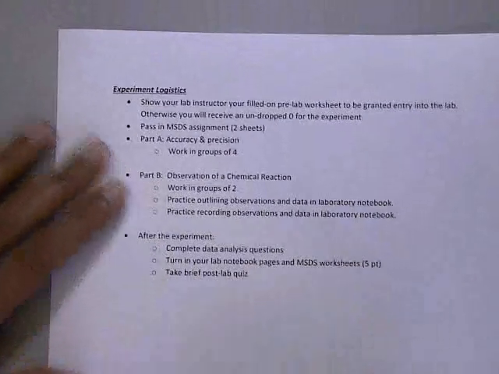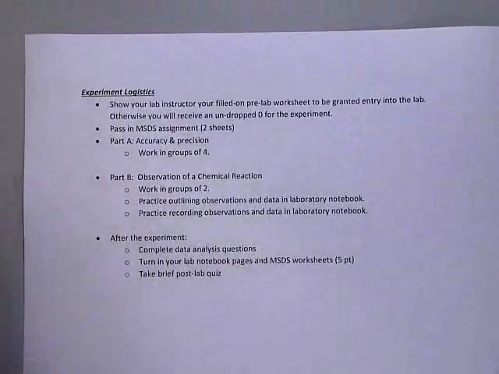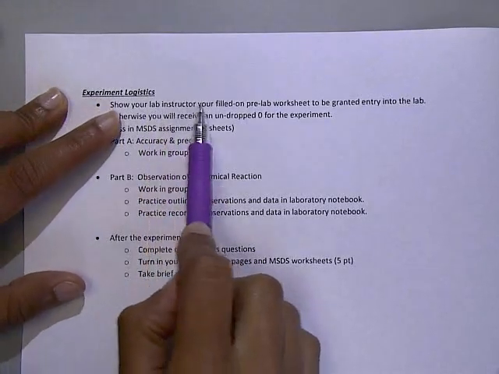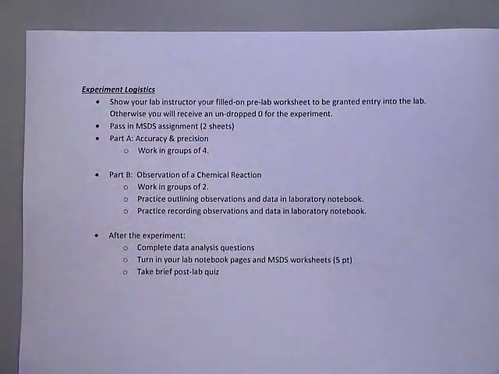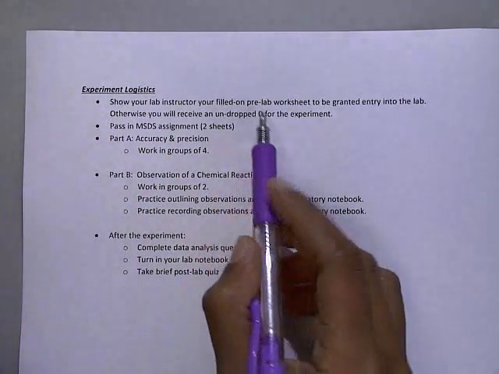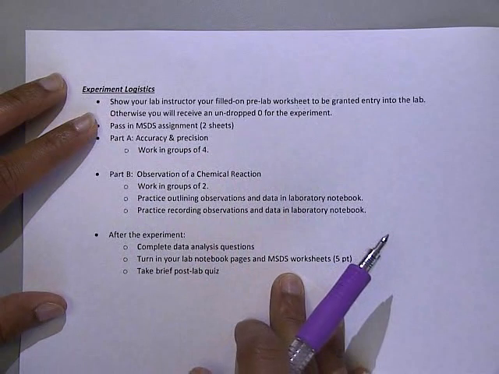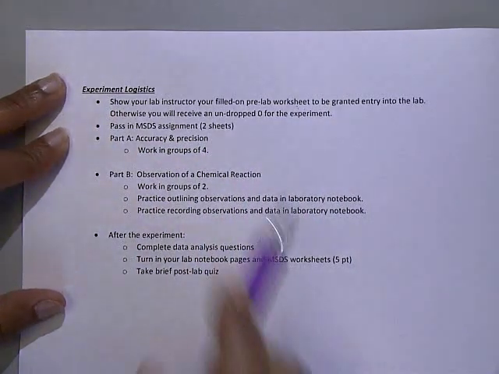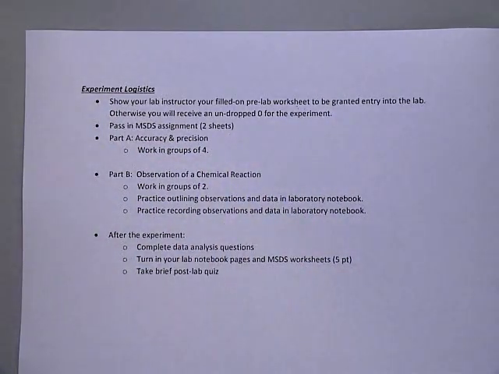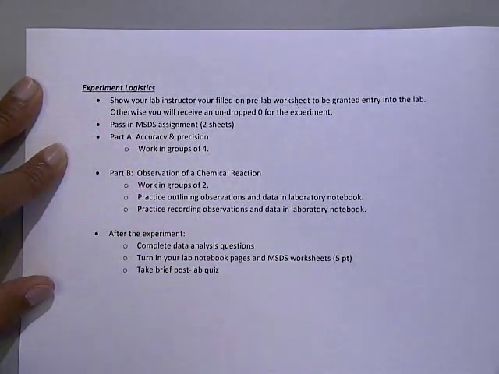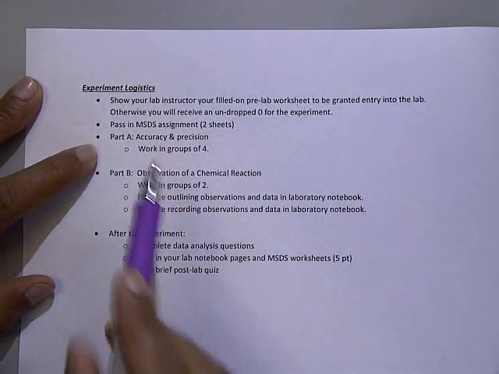Now just a few experimental logistics for you for experiment 1. Make sure as soon as you go into lab, show your instructor or your TA, your lab instructor will communicate this to you very carefully, your pre-lab lecture worksheet. This worksheet, you have to have it filled out to be granted entry into lab. Otherwise, you'll receive an undropped 0. Make sure you pass in your MSDS assignments. They should be 2 different assignments, 2 different chemicals.